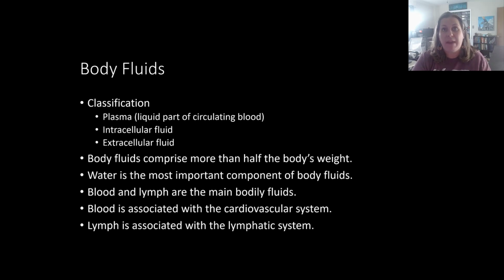Now, blood and lymph are the main two body fluids that we talk about. Blood is associated again with the cardiovascular system, and it's carried away from the heart by our arteries and brought back to the heart through the veins. The lymph is associated with the lymphatic system. It's a thinner, more watery fluid than the plasma in the blood is.